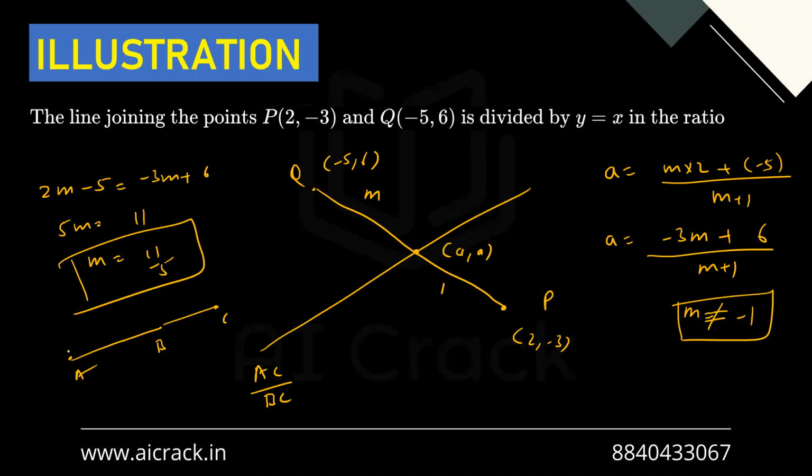Because in case of external division, AC is including the length of BC. So AC is always greater than BC, right? So it can never be equal to minus 1, because in that case the lengths should be equal. But that is not possible because AC is always bigger than BC. So that is why m equals to minus 1 is not possible. If it was some other ratio, then we would have considered it. But in this case, we cannot consider it.